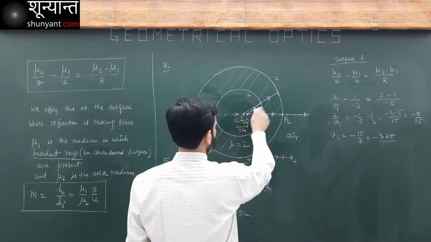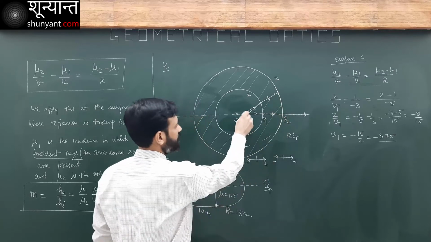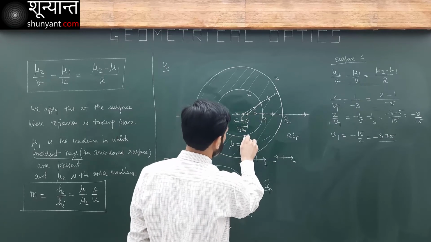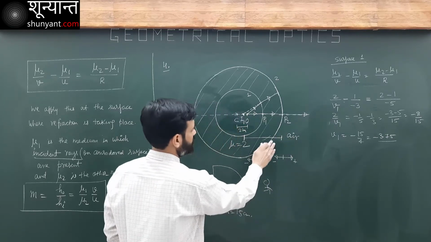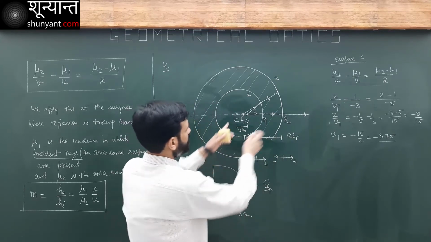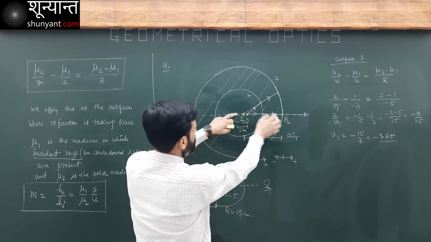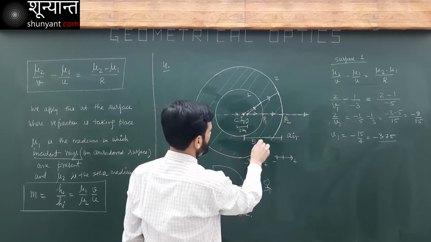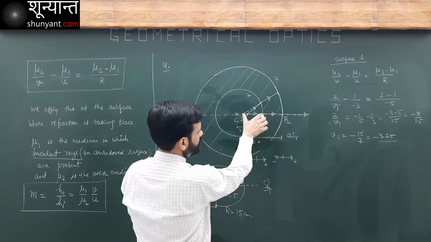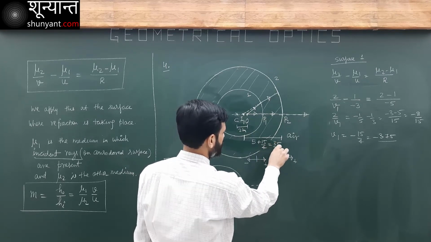So this becomes an object. For the second surface, we will think that there is an object here at this location, I1. What will be this distance? This distance is going to be this whole distance. This is 5. This is 5. This whole thing is 10. This is 5. So 5 plus 5 plus 5 plus 15 over 4. This is 35 over 4.